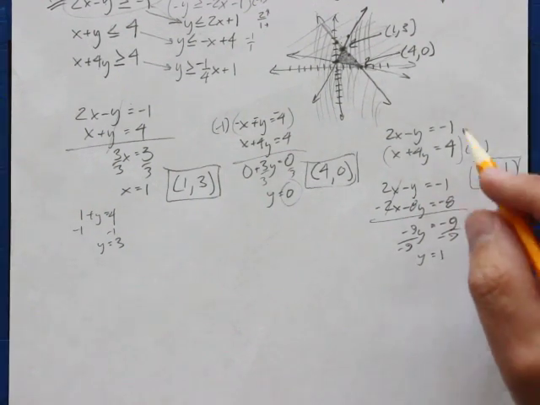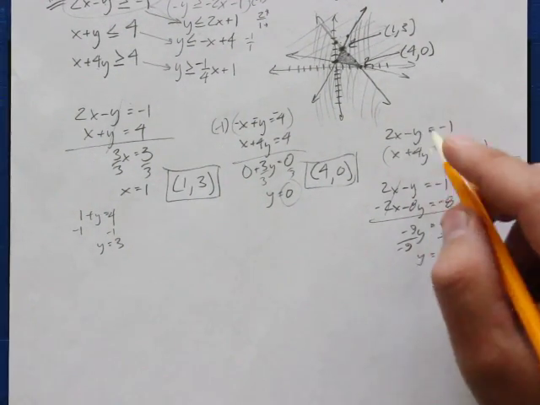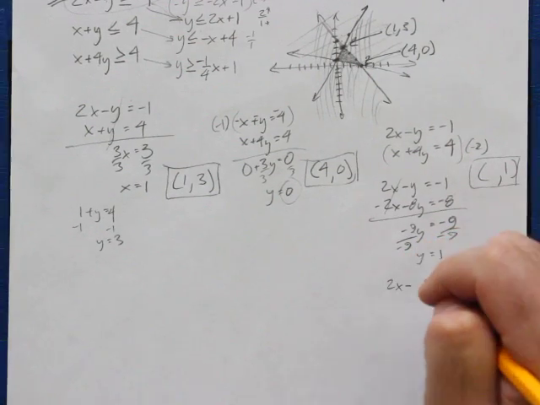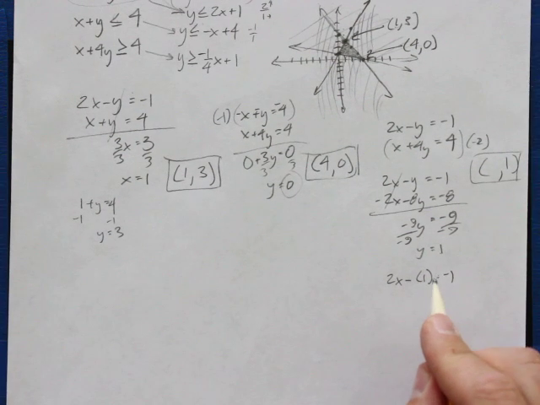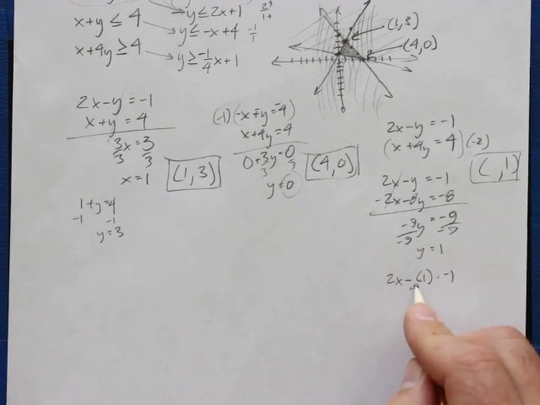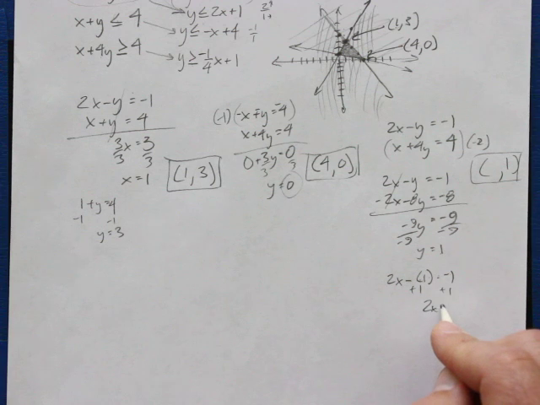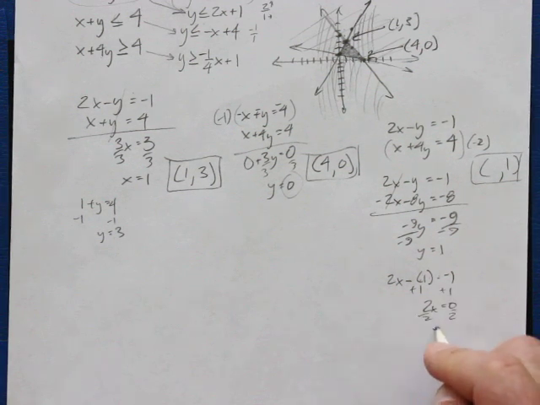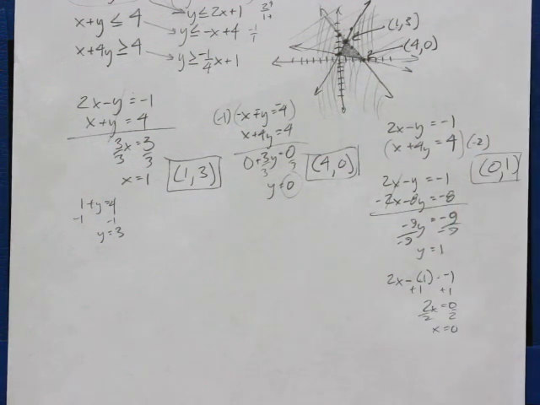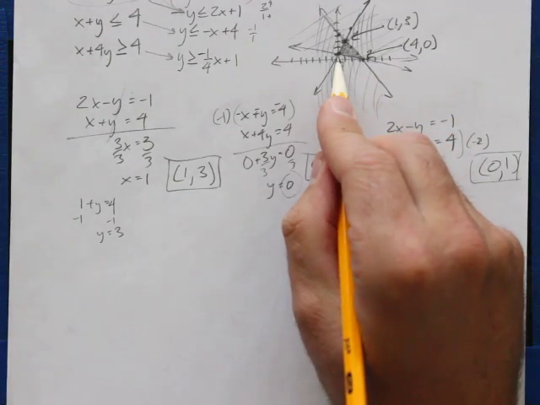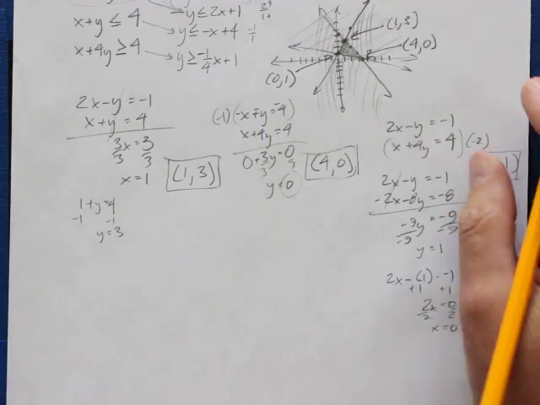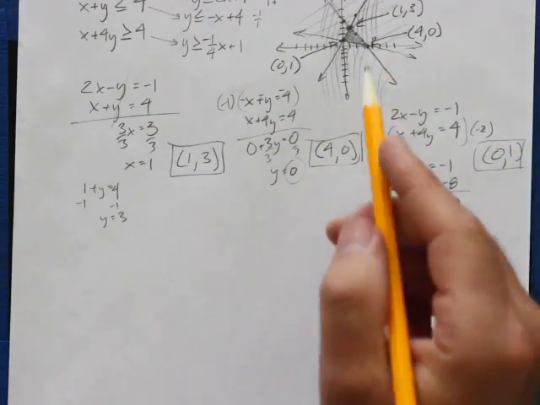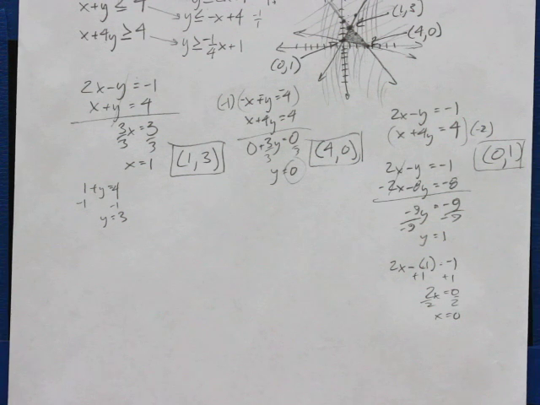I'm going to plug 1 into this equation here. So I've got 2x minus 1 equals negative 1. So I'm going to add 1 to both sides, plus 1, 2x equals 0, divide by 2, x equals 0, 0, 1. That's right here, 0, 1. And those are my 3 points of intersection, or my vertices.